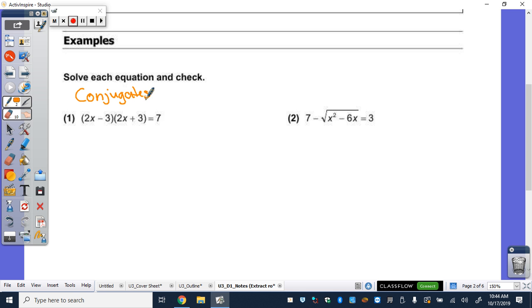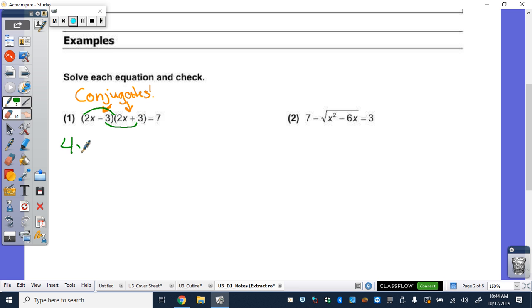Conjugates exist even if they aren't radicals or i's. Anything can have a conjugate. So it's the same thing, only one's plus and one's minus. So what happens when we're multiplying out conjugates? What do we have to multiply? Yep, conjugates. All you got to do is multiply the first and the last.